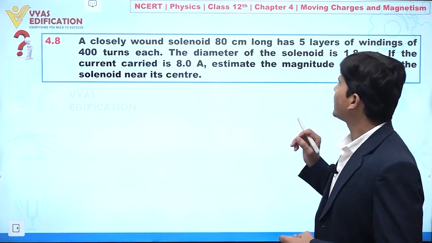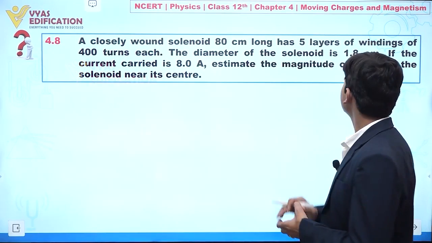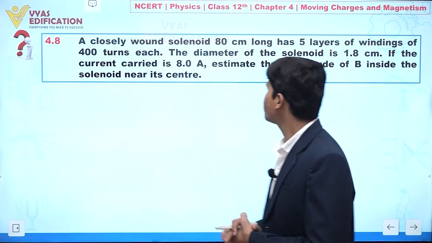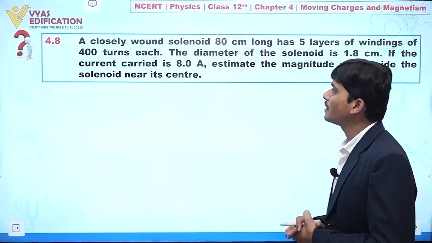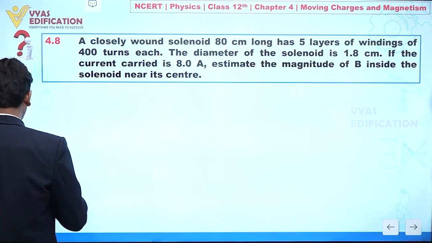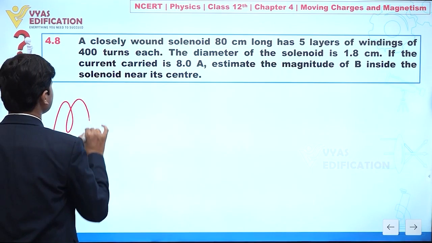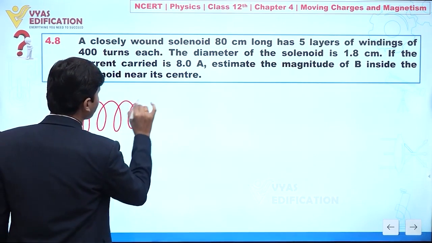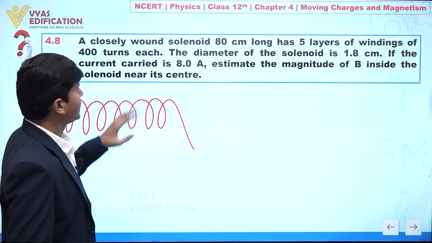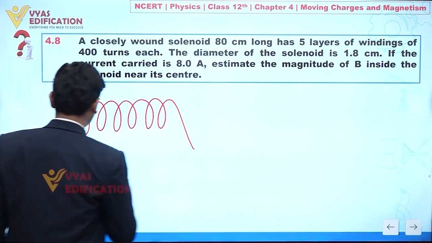The diameter of the solenoid is 1.8 cm. If the current carried is 8 ampere, then estimate the magnitude of B inside the solenoid. Clear? So let's suppose, my dear students, I am taking one solenoid. In this question, it is given that it has length 80 cm.